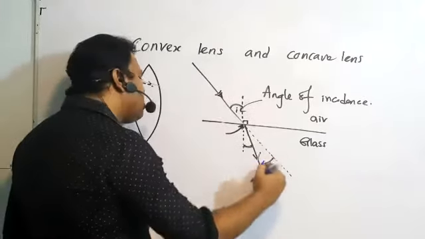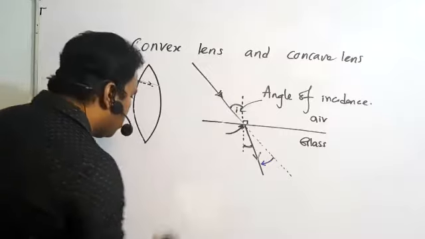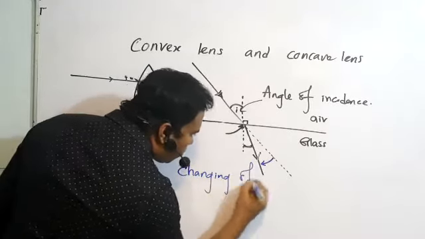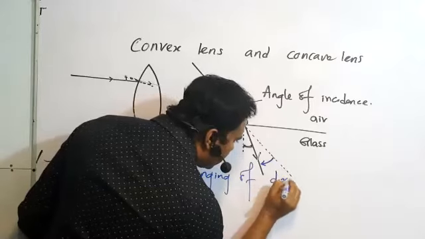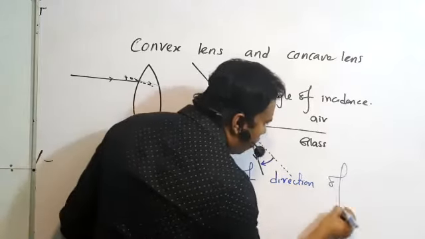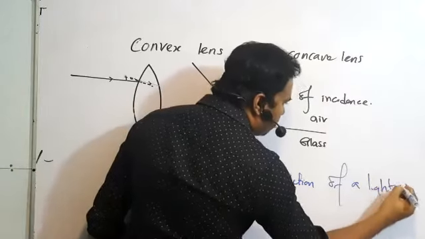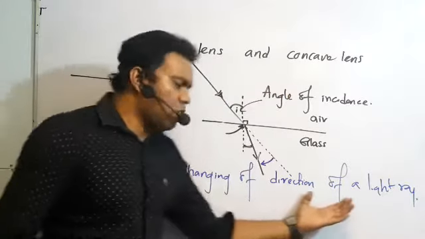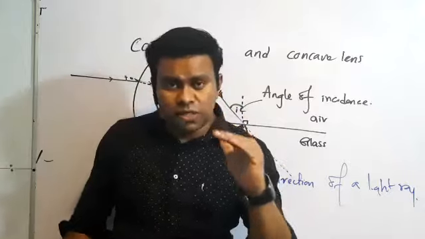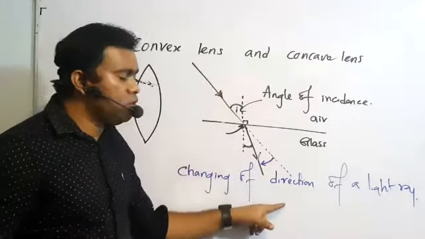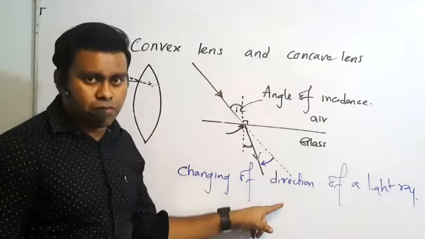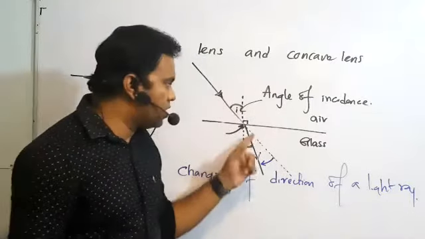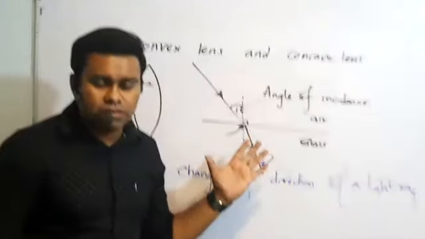So this changing of the direction of a light ray, what is it? Simply changing the direction of a light ray when it travels from one transparent medium to another transparent medium. Okay, so this is not in our syllabus, but you have to know this. So what does it mean by refraction?